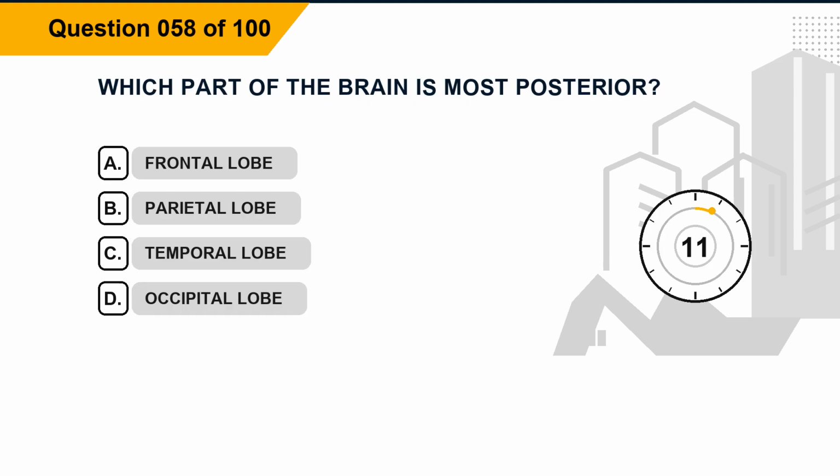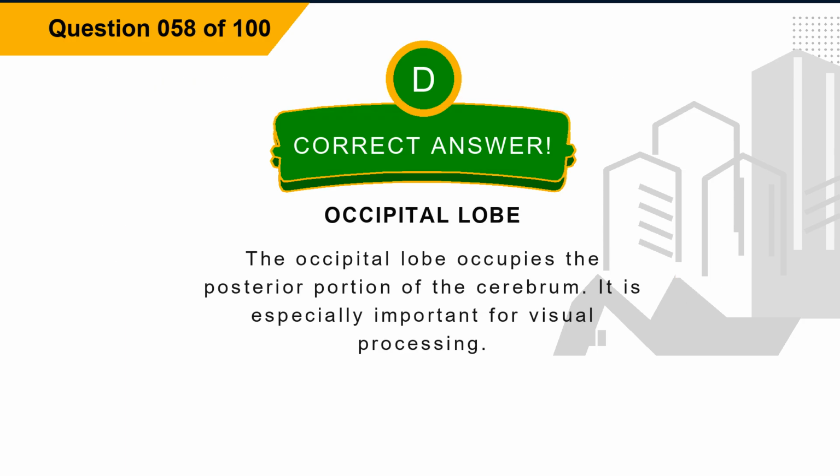Question 58. Which part of the brain is most posterior? Option A, frontal lobe. Option B, parietal lobe. Option C, temporal lobe. Option D, occipital lobe. The correct answer is option D, occipital lobe. Explanation: the occipital lobe occupies the posterior portion of the cerebrum. It is especially important for visual processing.